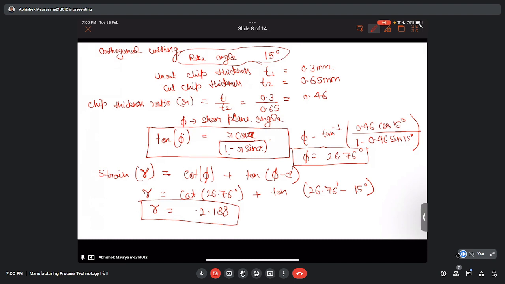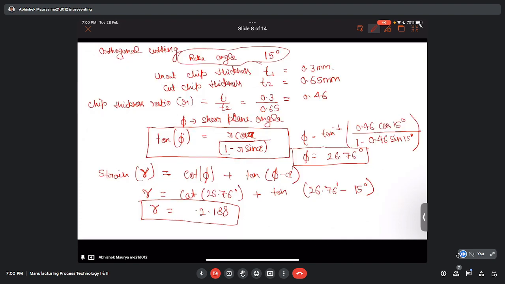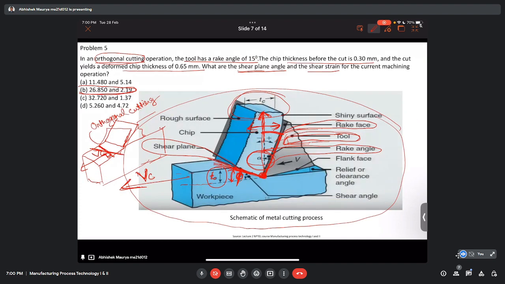If you check the correct answer, yes, this is the correct answer, B. It is very close to what we have got here. So the correct answer is B. Is it clear to everyone, or is there still some doubt?